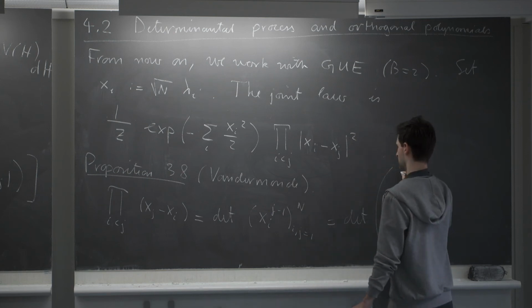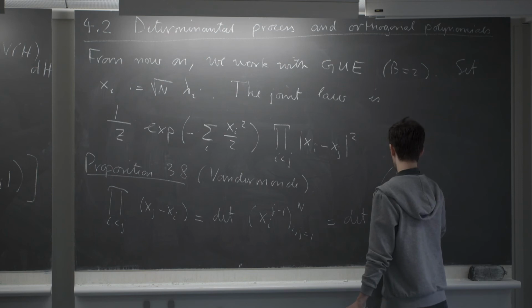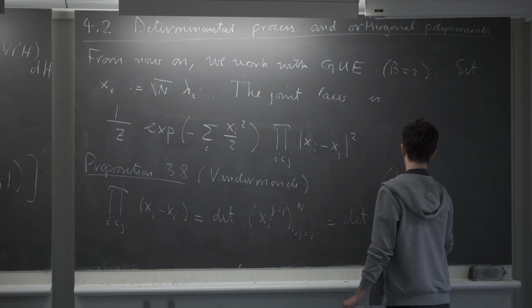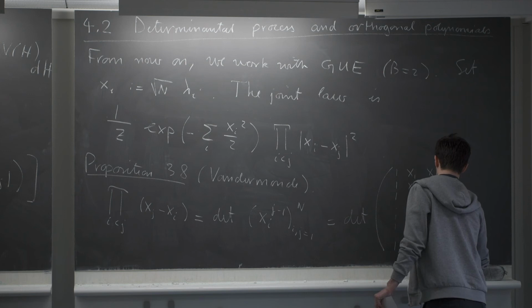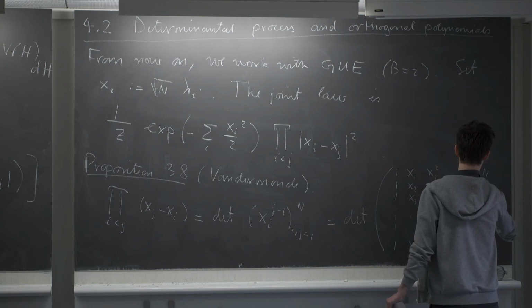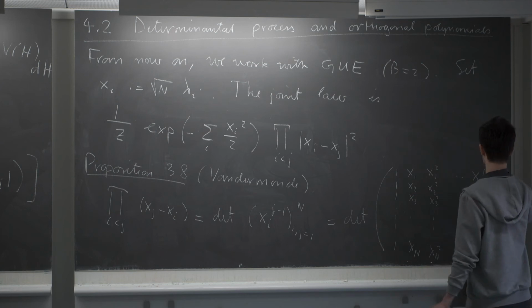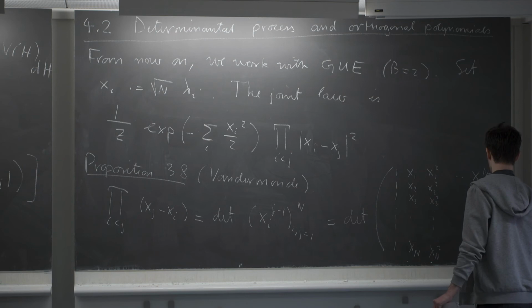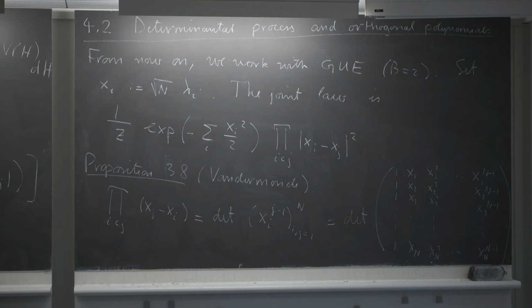So I have 1, let's see, i is the index, so I have 1, and then I have x1, x2, x3, xn, and I have x1 squared, x2 squared, x3 squared, xn squared, x1 to the n, x2 to the n, x3 to the n, n minus 1, xn to the n minus 1. Okay, so it's the determinant of the following matrix.